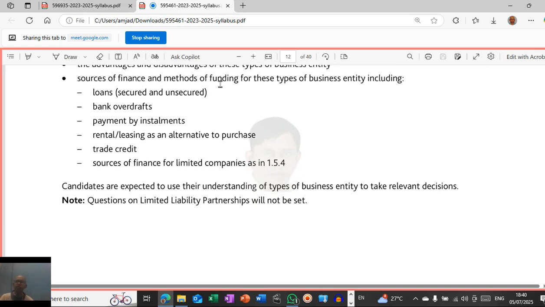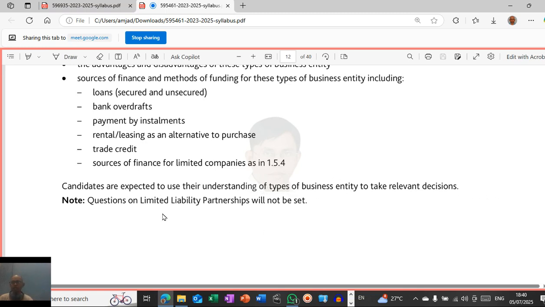Sources of finance and methods of funding this type of business entity, including loans, secured and unsecured, bank overdrafts, payment by installments, rental or leasing as an alternative to purchase, trade credit, and sources of finance for limited companies. Candidates are expected to use their understanding of types of business entity to take relevant decisions.